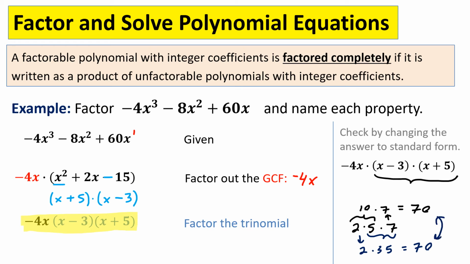So you could multiply with my recommendation there, or maybe you want to try something different and multiply these two terms first, and then whatever you get here, you multiply by x plus 5. All right, so just make sure you check.